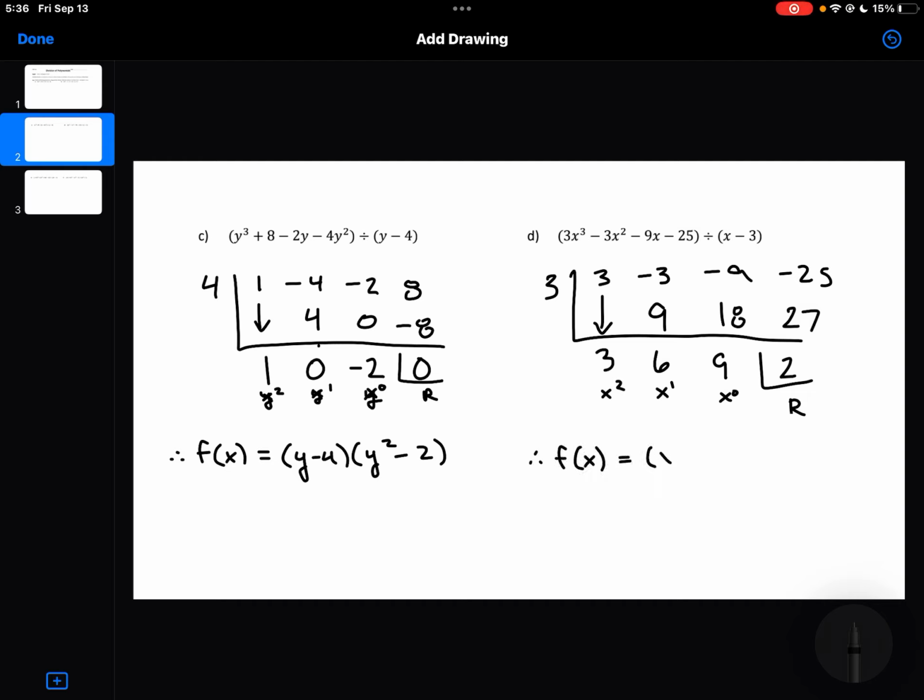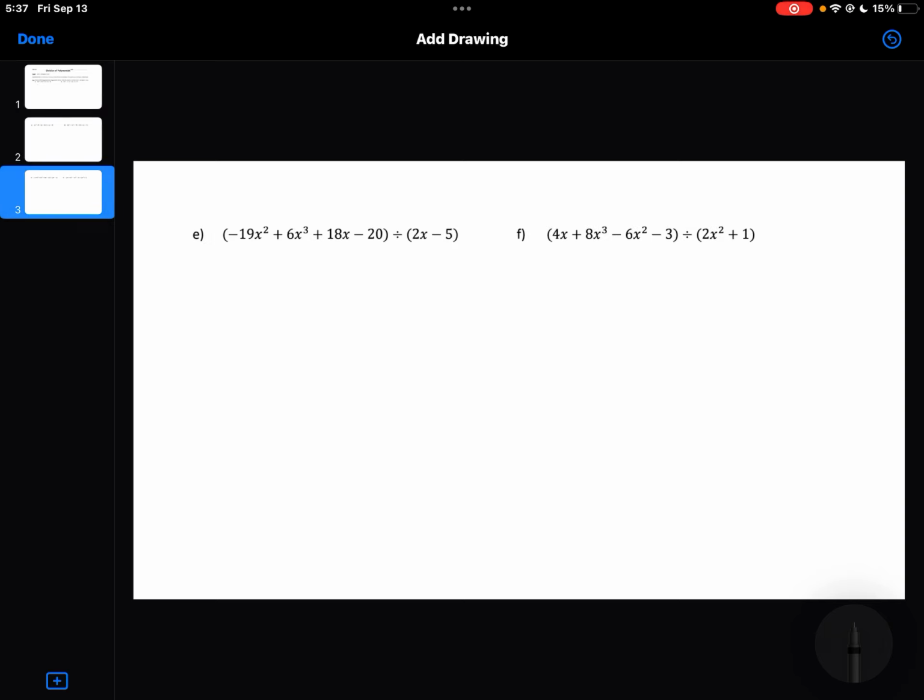division statement. Is x minus 3, 3x cubed minus 3x squared minus 9x minus 25 plus 2. If you ever had a dividend that didn't have all of the descending powers in order, so let's say there was no x squared term, you would have to add a placeholder just like you do in regular long division.